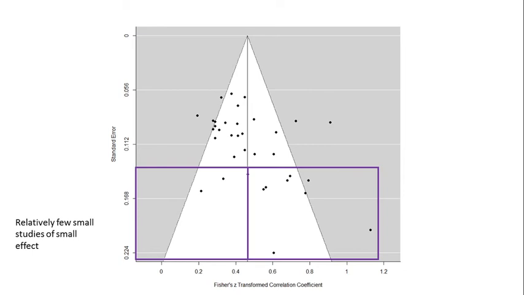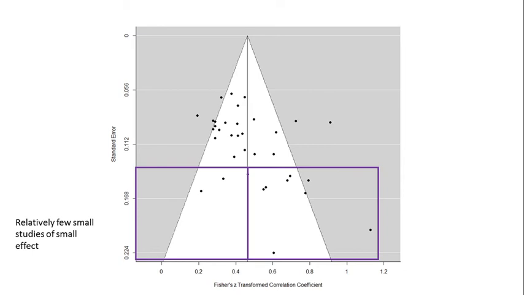Now, because studies with small sample sizes that didn't give significant results are kind of an indication of publication bias is if those are missing from what you found in your systematic review.